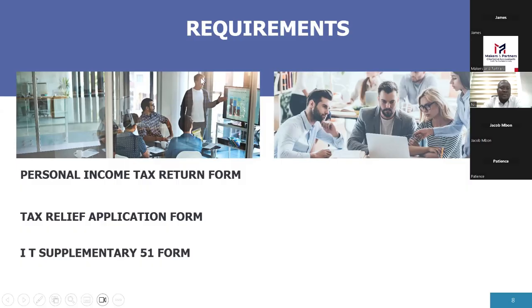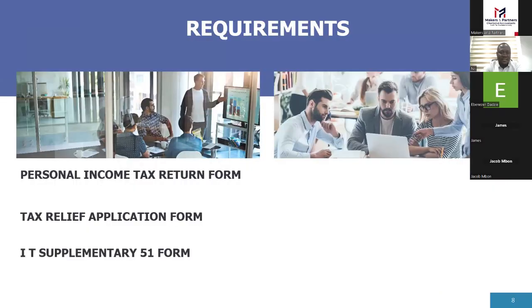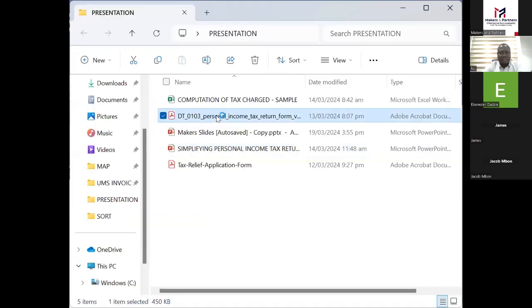To move on, the requirements: you need your tax relief form, you need the personal income tax form, you need the IT Supplementary 51. So who has seen the personal income tax form before? If you have, just show by way of a hand. In a moment, I'll show you how the personal income tax returns form looks.